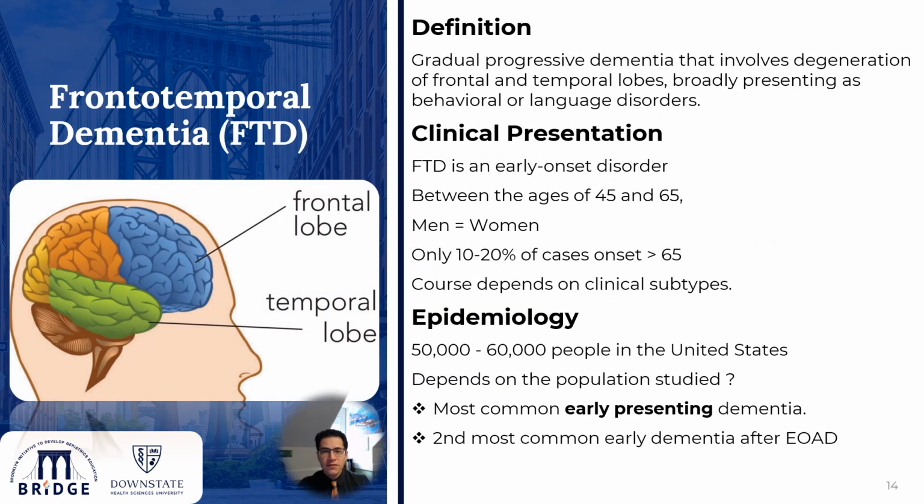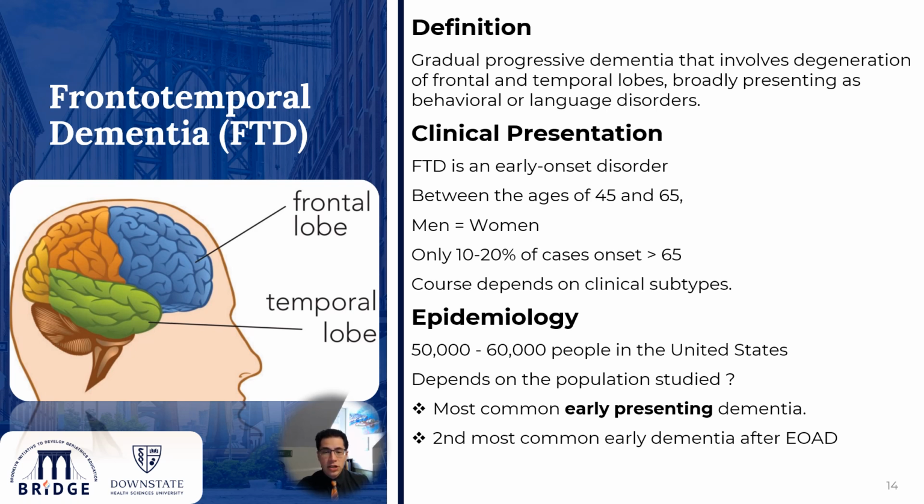Next on the list is frontotemporal dementia, which is a gradual progressive dementia affecting the frontal and the temporal lobe, so it primarily affects behavior and language before it affects memory. It's an early onset disorder that begins between ages 45 and 65. Only 10 to 20% may begin after 65 years of age, and the course usually depends on the clinical subtypes, which I will discuss in the next slide.